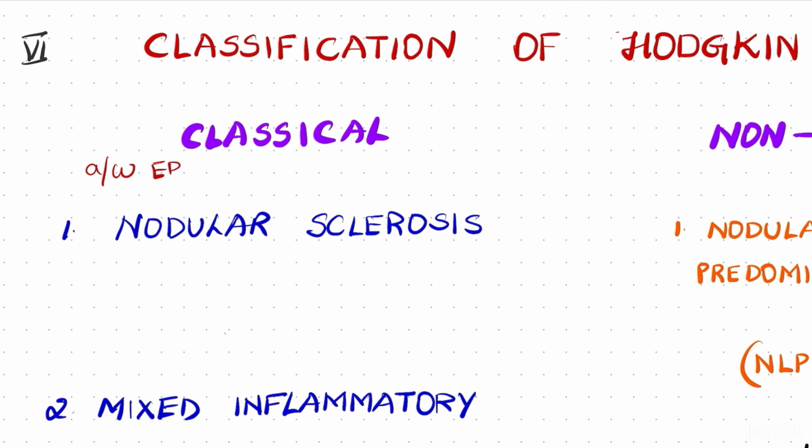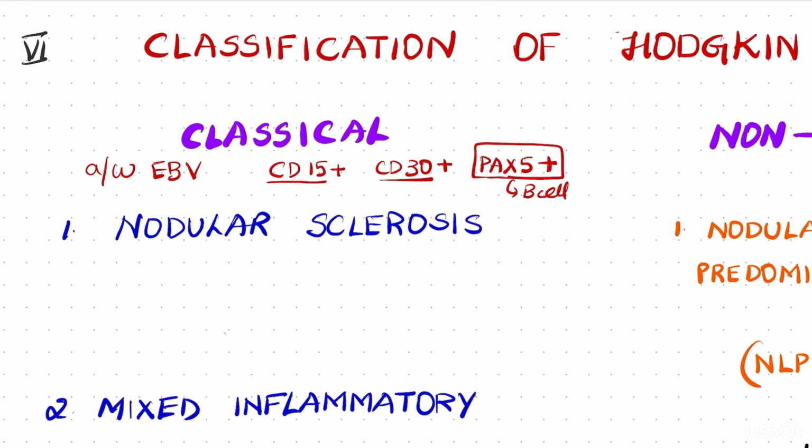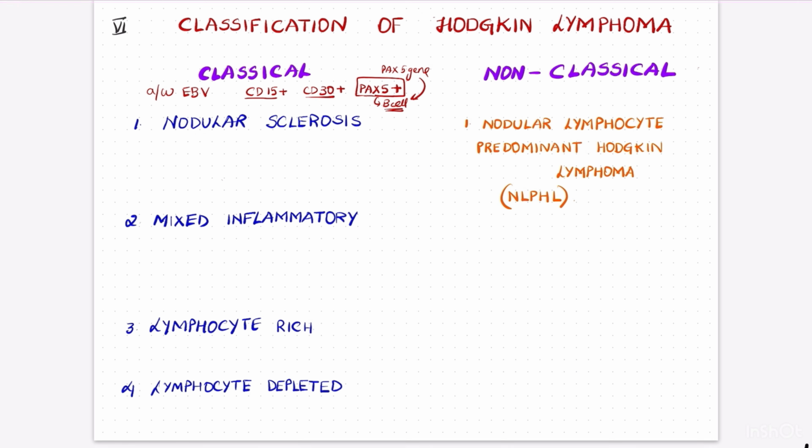The classical is associated with Epstein-Barr virus infection, and the B lymphocytes here express CD15, CD30, and PAX5. These show IHC positive for CD15, CD30, PAX5. PAX5 is a marker of B cell. The PAX5 gene is responsible for B cell development. Hence PAX5 is positive in classical.